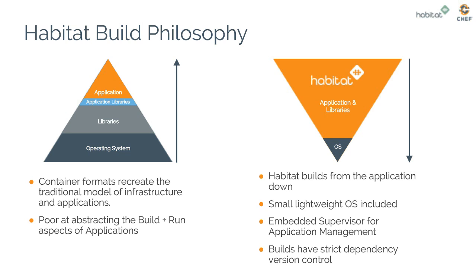With Habitat, we're building from the application down. So the operating system has been built entirely in service of what the application's dependencies are, because you told us what it is. It's only been built with the underlying packages that the application requires to run. It has an embedded supervisor for application lifecycle management, and builds have strict dependency version control all the way through the entire application and operating system.